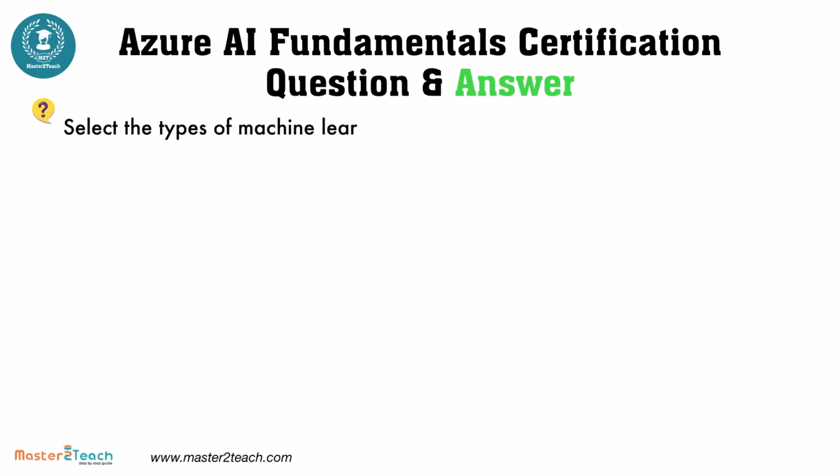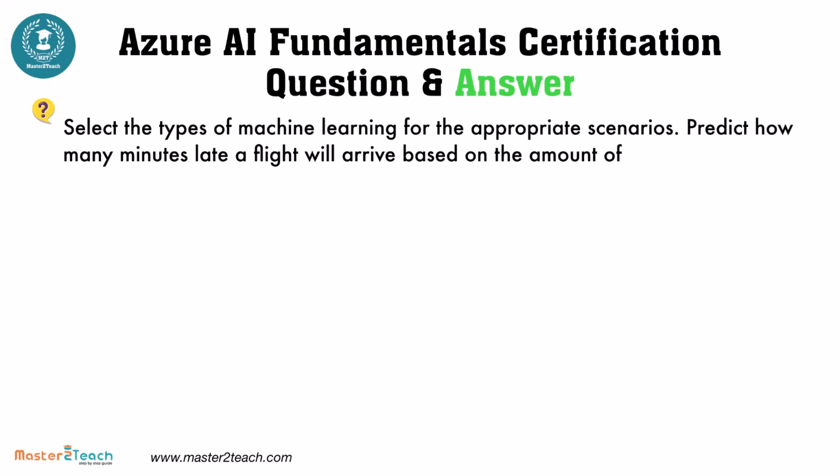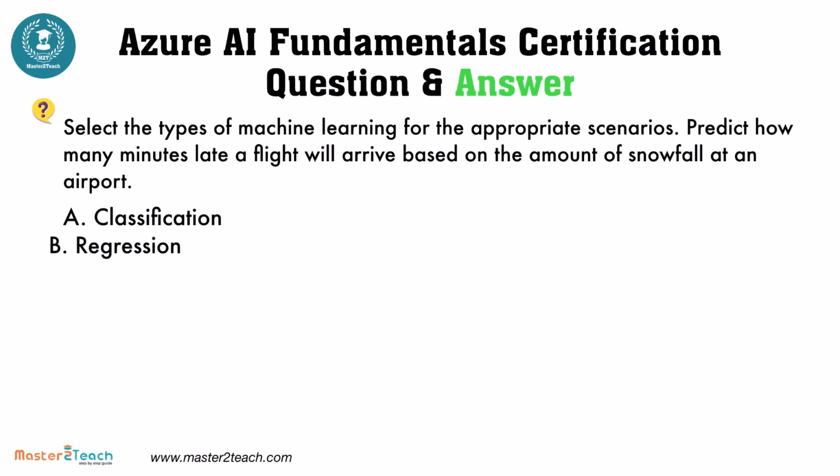Select the types of machine learning for the appropriate scenarios. Predict how many minutes late a flight will arrive based on the amount of snowfall at an airport. The options are A. Classification. B. Regression. C. Clustering.